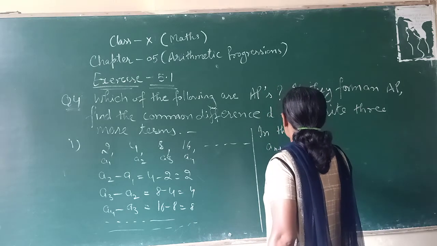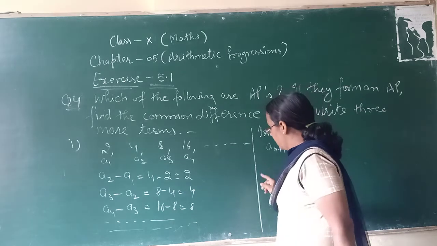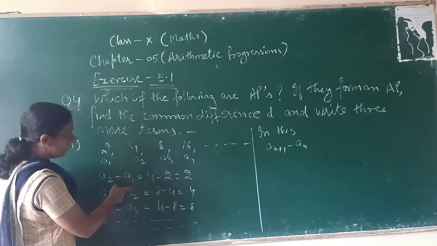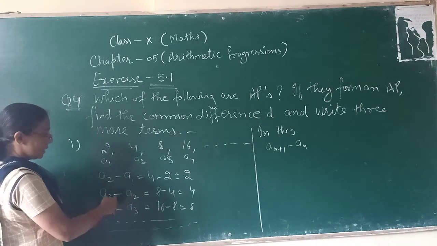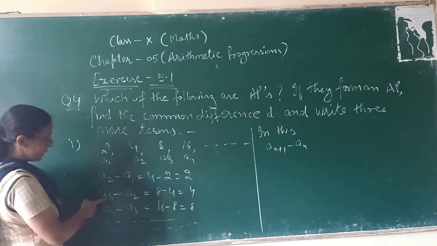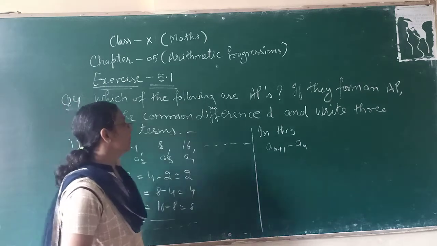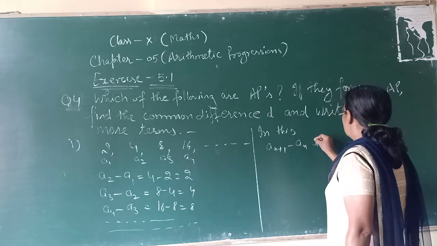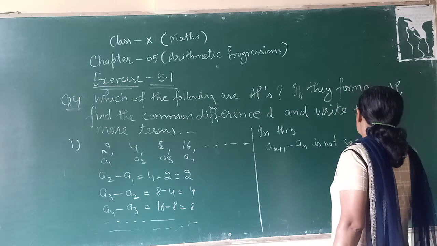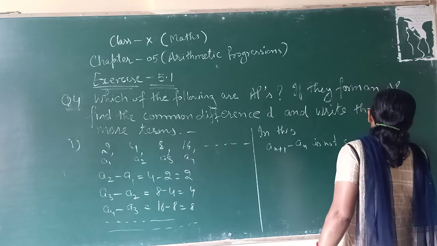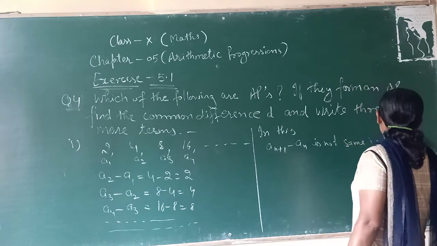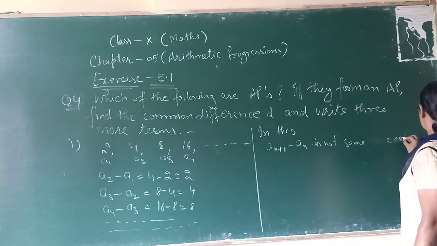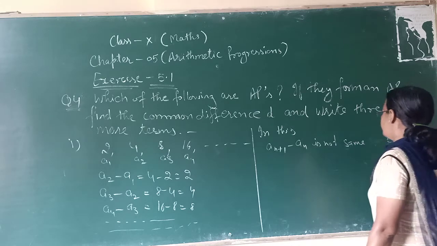A(n+1) minus A(n). I explained to you how A(n+1) and A(n) work. So here n is 1, then n plus 1 is 2. Same, if n is 2, then n plus 1 is 2 plus 1, 3. Here A(n+1) minus A(n) is not the same every time.